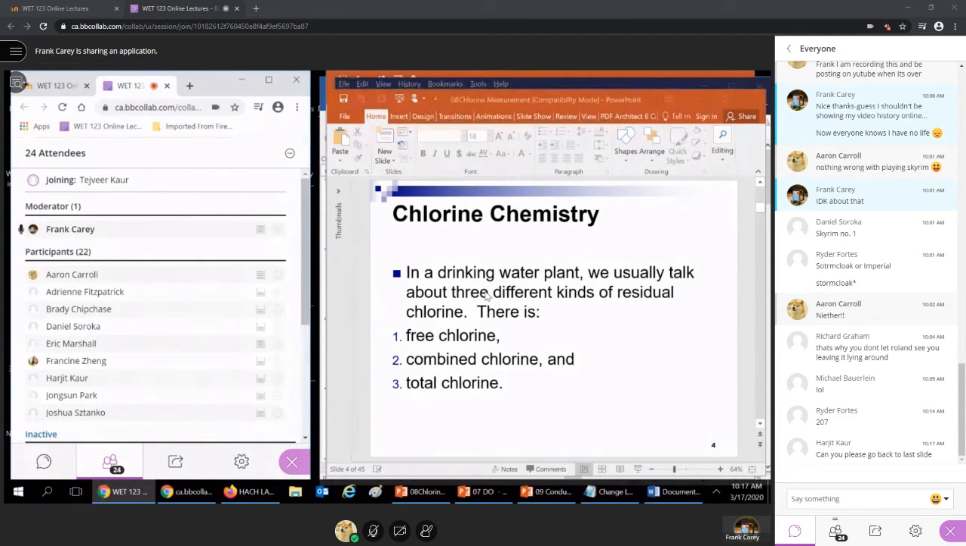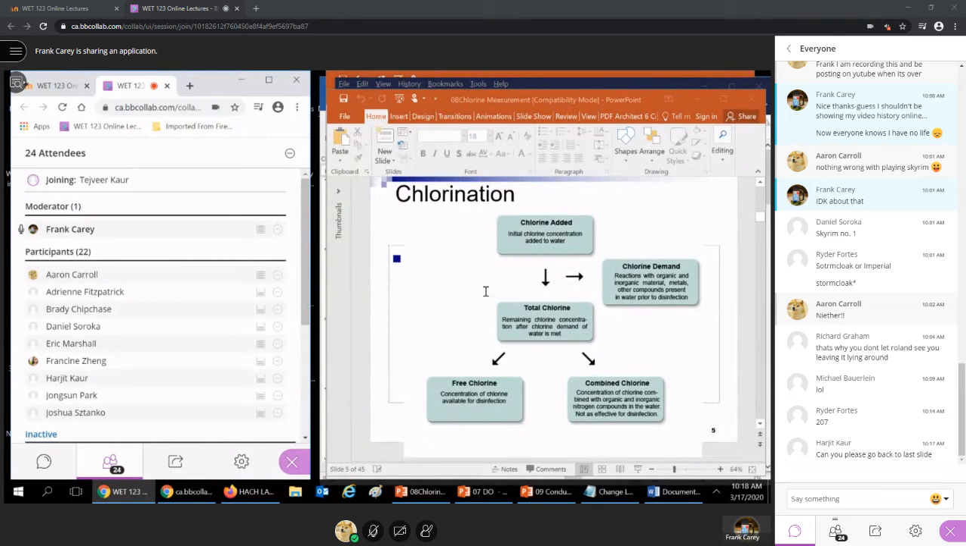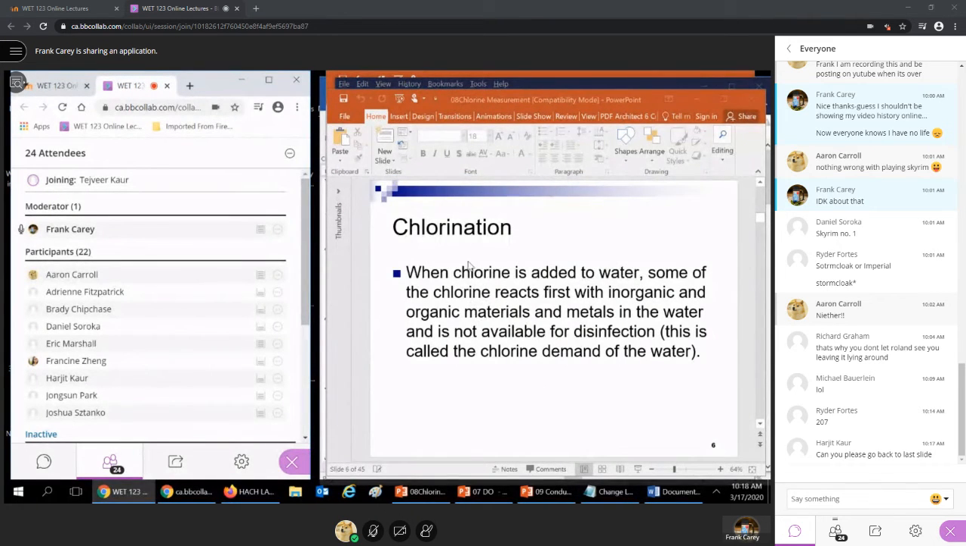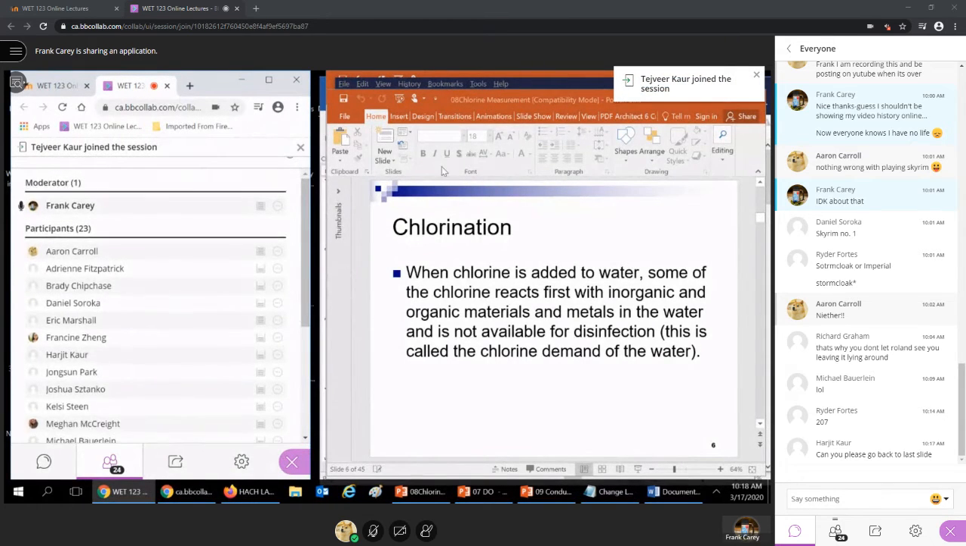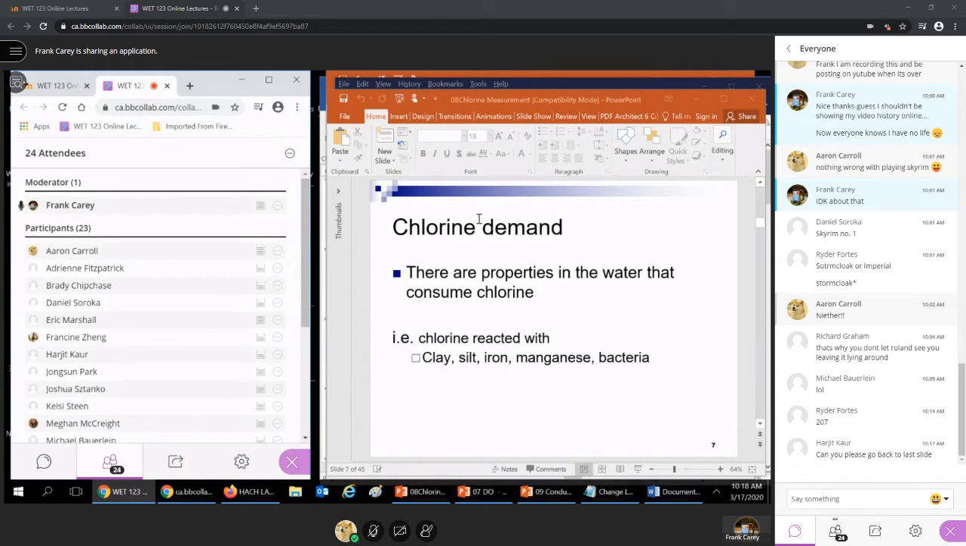So free chlorine, combined chlorine, and total chlorine. As soon as chlorine is added, and you guys know this already, it will react with any impurities in the water. It does not react with water itself, but it will react with any impurities. It reacts first with the inorganic, then the organic materials inside the water, and that's the chlorine demand of the water. Again, you would have learned this from Dave.